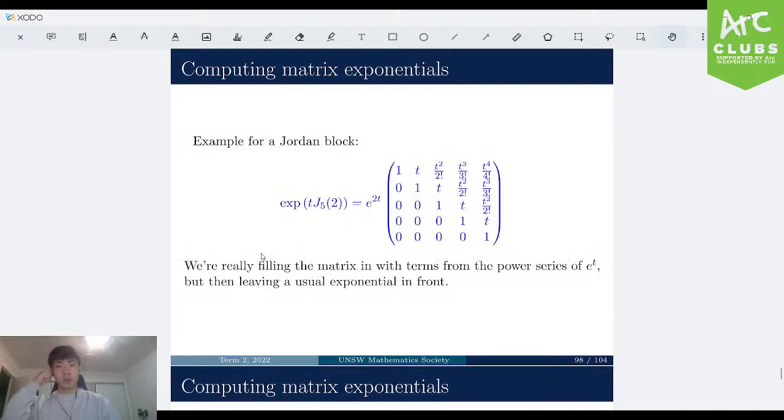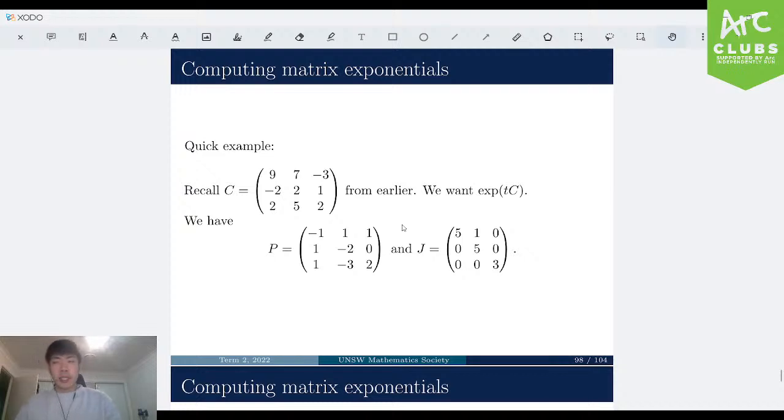This is an example of J_5(2). It will become a 5 by 5 matrix with an eigenvalue of 2, which is why we have e to the power of 2t here. And then row-wise, it is just the Maclaurin expansion for the exponential.